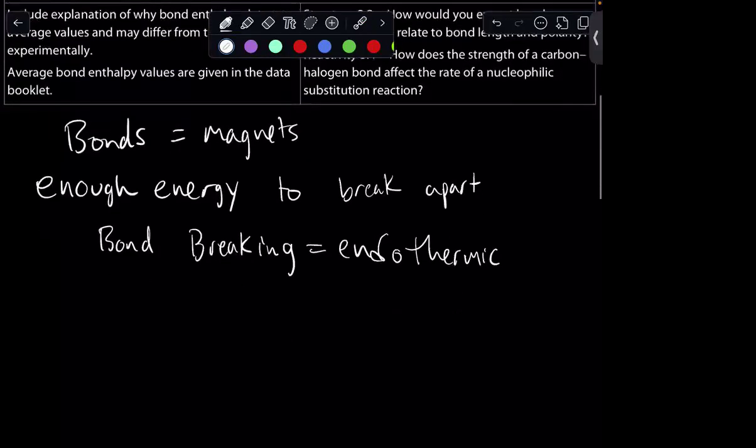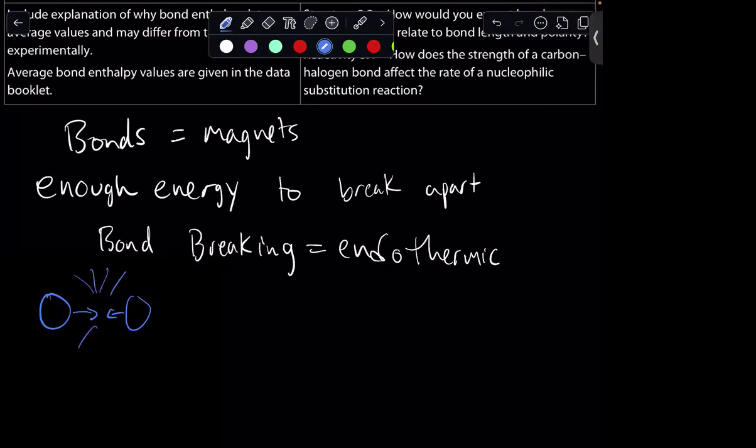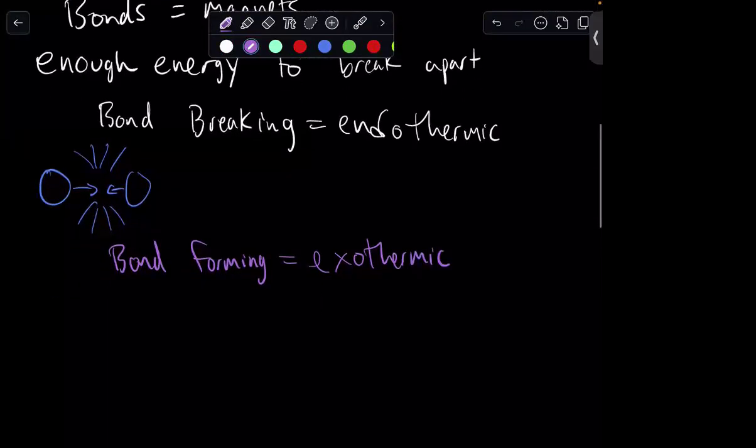But also, like magnets, if you have a magnet here and a magnet here, and they come together, they usually crash with a loud noise. You can think of that as the release of energy, because it is. And therefore, bond forming, on the other hand, will be exothermic. So bond breaking is endothermic. We have to apply energy to pull them apart. And bond forming is exothermic, like magnets colliding.